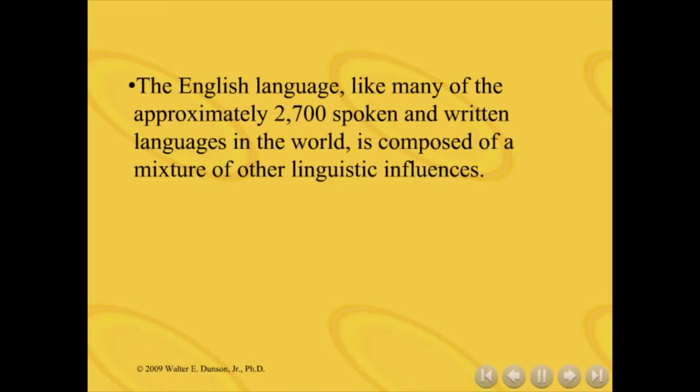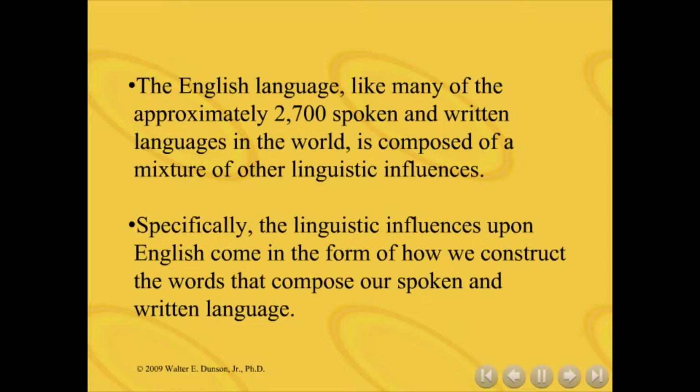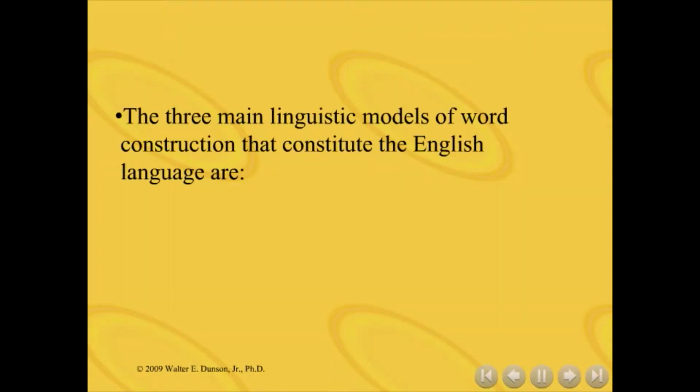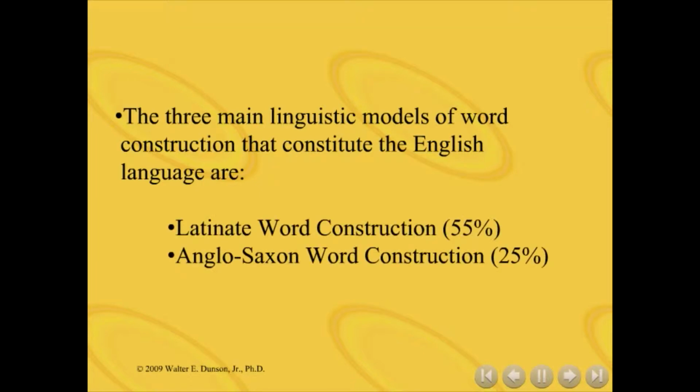The English language, like many of the approximately 2,700 spoken and written languages in the world, is composed of a mixture of other linguistic influences. Specifically, the linguistic influences upon English come in the form of how we construct the words that compose our spoken and written language. The three main linguistic models of word construction that constitute the English language are Latinate word construction, Anglo-Saxon word construction, and Greek word construction.